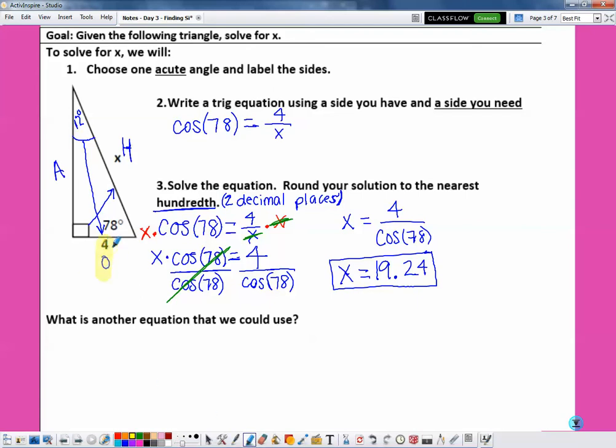Therefore, we know the opposite side and the hypotenuse. So we could have used sine of 12 equals 4 over x. Then again, we would multiply to get the x out of the denominator.